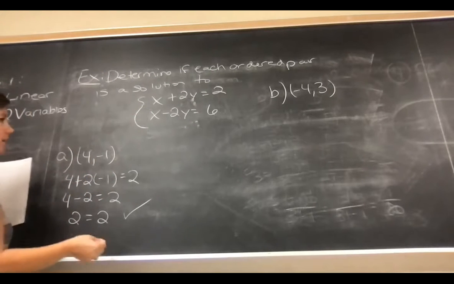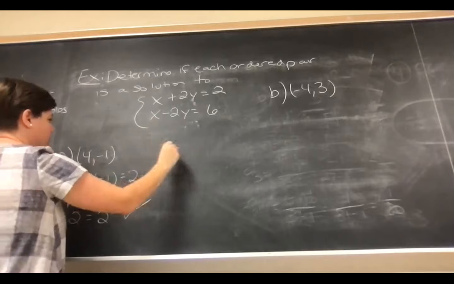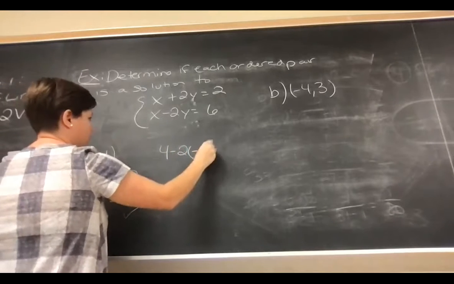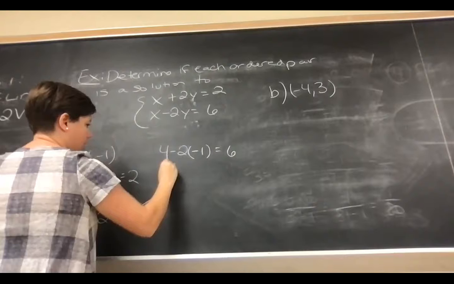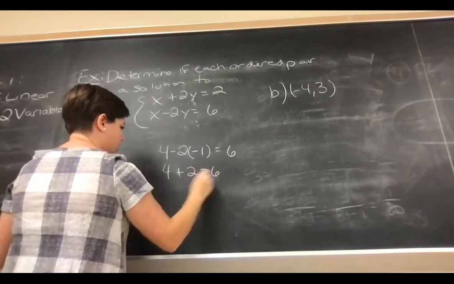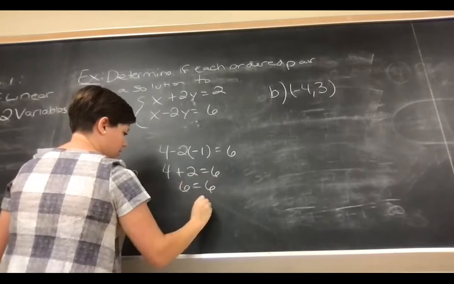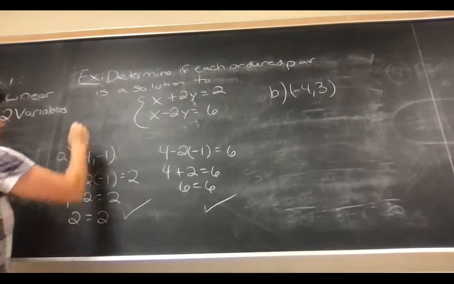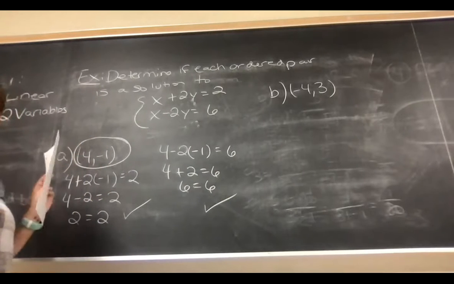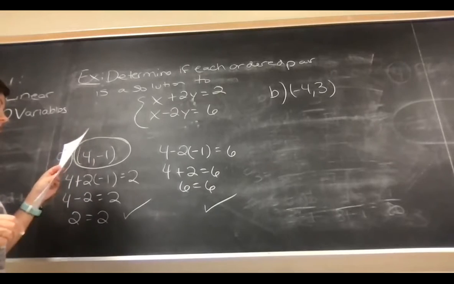But I've got to do it again for the bottom equation. So again, anywhere there's an x, I'm going to put a 4. Anywhere there's a y, I'm going to put a -1. I get 4, a -2 times a -1 will be a +2. 6 equals 6. Check mark again. So this is a solution. The 4, -1 is the solution to the system of equations.